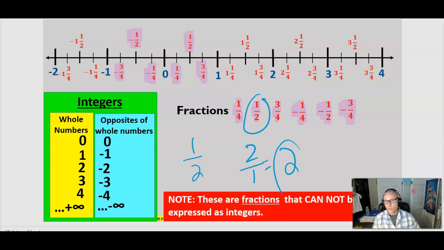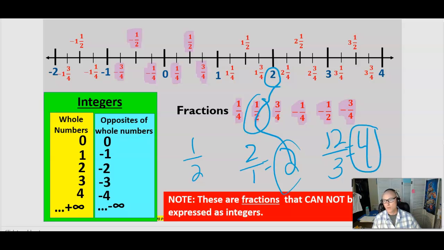Yes, because that's 2, and 2 is an integer. What if it were, let's try 12/3. Guess what? 12/3 is the same thing as 4, because it's 12 divided by 3. That's also an integer. So the ones that cannot be, anyway, let's not get too much into that.